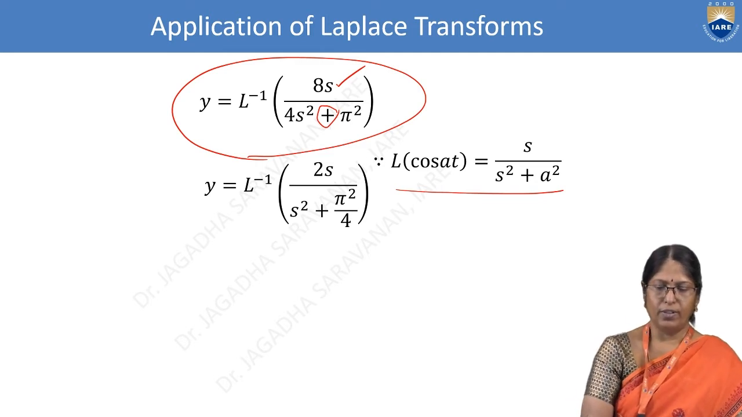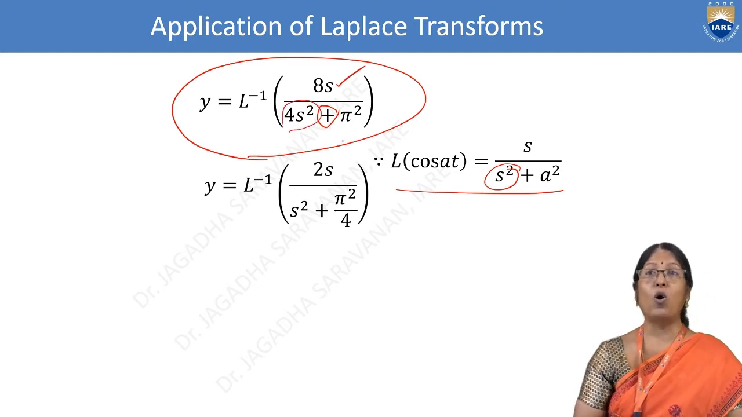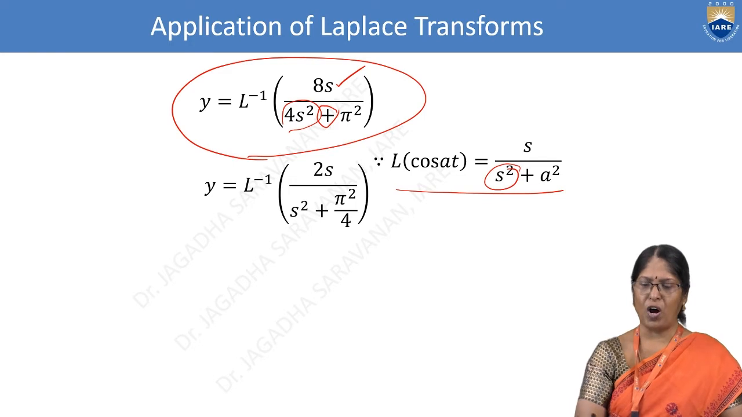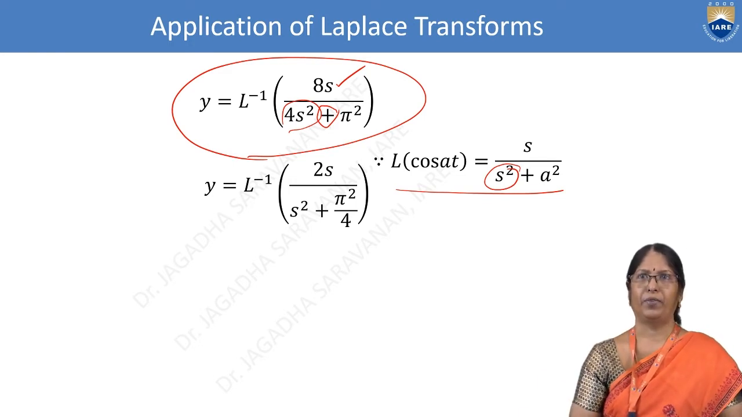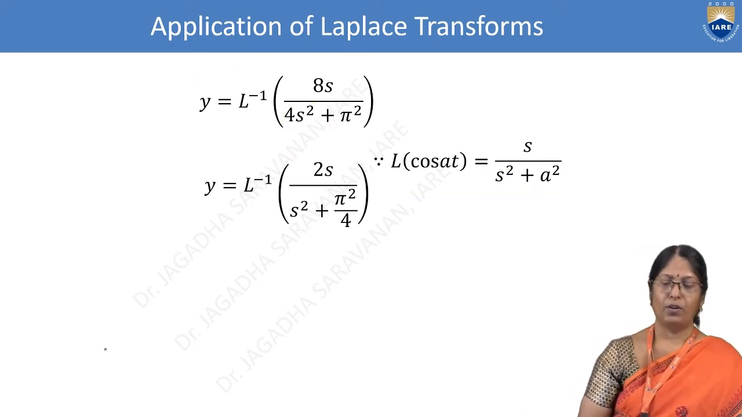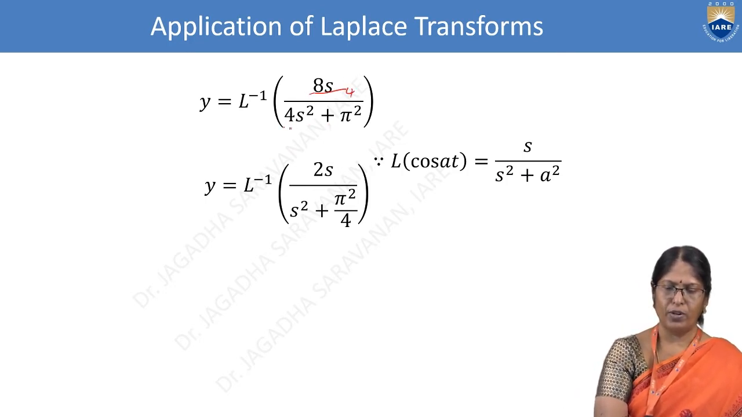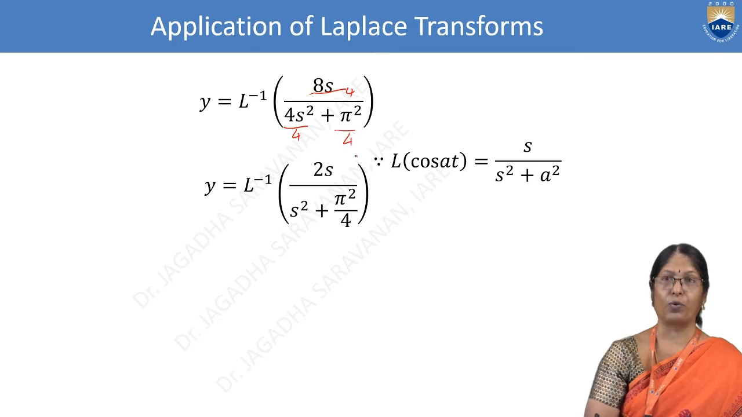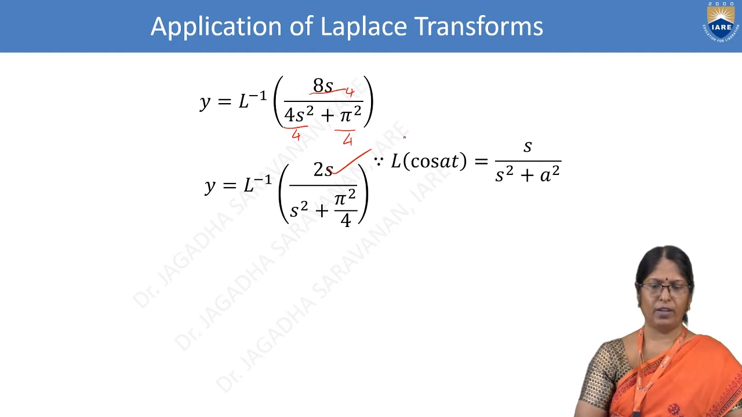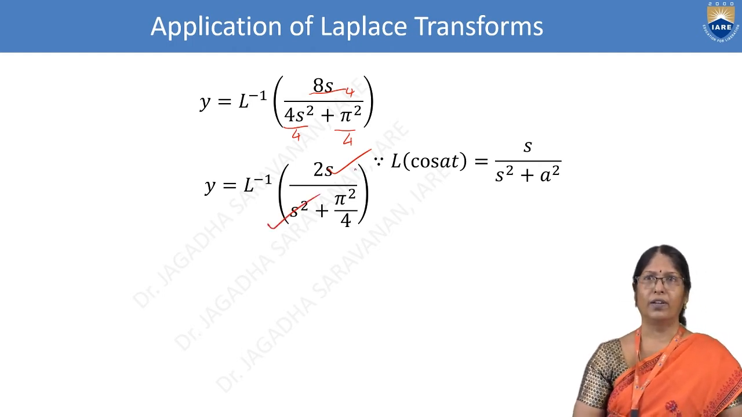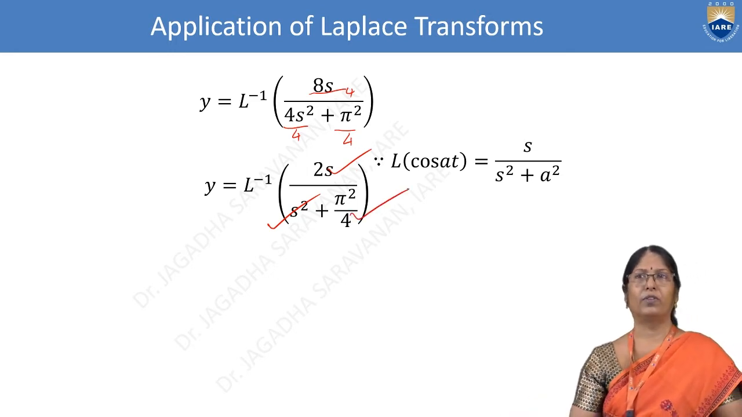Now, here s square is there, but according to our problem, 4s square is there. We want only s square. The 4 should be removed, so we divide everything by 4. Here 8s divided by 4 gives 2s. 4s square by 4 gives s square. Here pi square by 4. Fine.